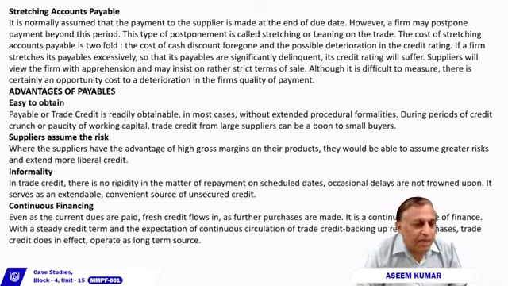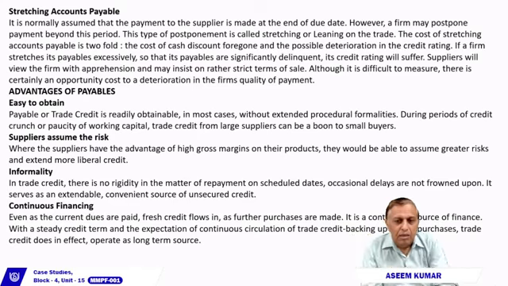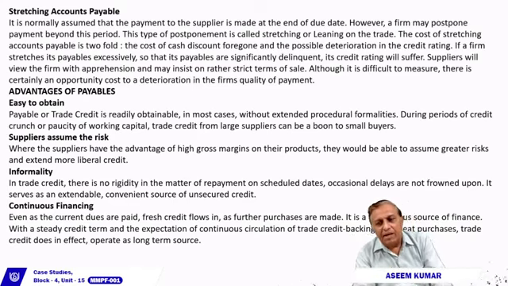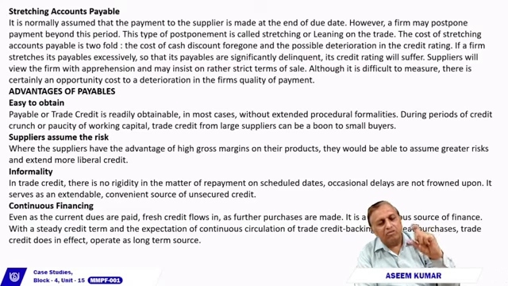Continuous financing. Even as the current dues are paid, fresh credit flows in. It is this sort of continuous cycle. As further purchases are made, it is a continuous source of finance coming in. Like I said, when you are selling the goods within a week, but your credit cycle is a fortnight, definitely every week you will be getting the goods, but you will be making the payment on a fortnight every time. You are having the credit of one week with you.